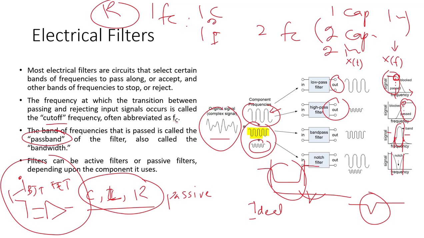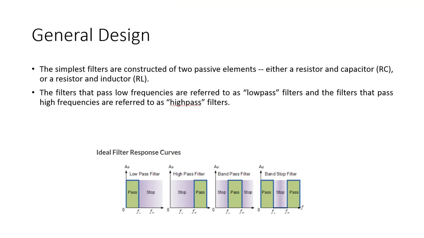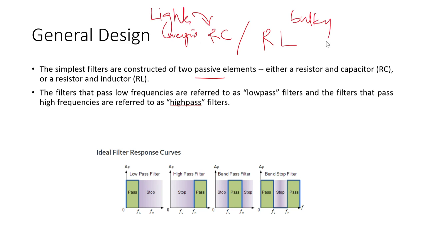Now let's check the general design of such filter. We have already discussed it, but let's summarize it. The simplest filters are constructed by two passive elements, say RC or RL. The capacitors that are used in RC are lighter in terms of weight. Inductors are a bit bulky.